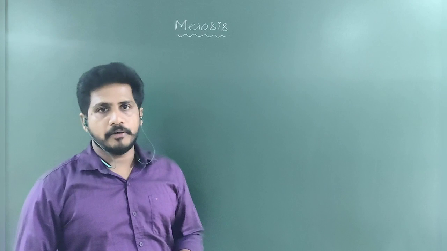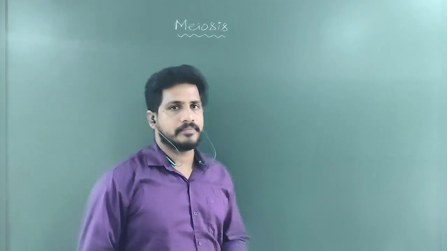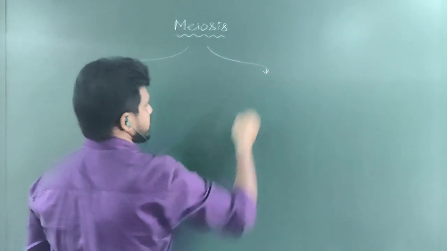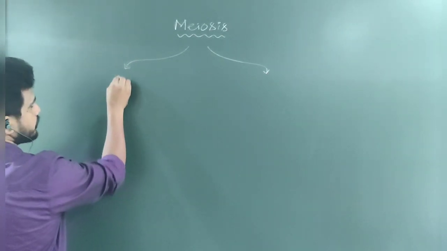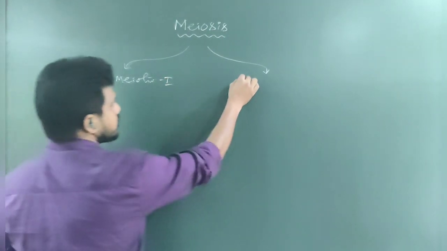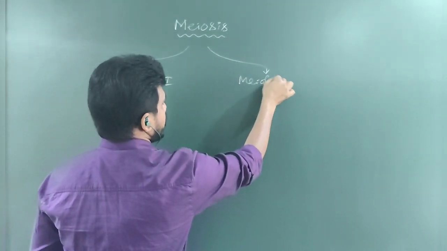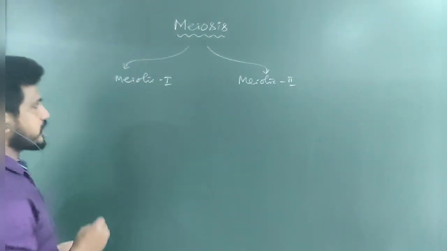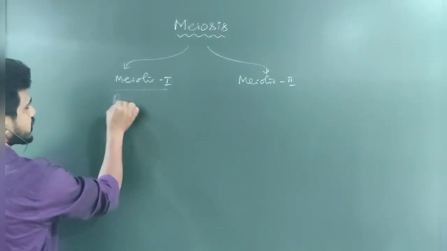Let us complete the concept of meiosis in this session. Meiosis is a reduction division. It consists of meiotic division 1 and meiotic division 2. Meiotic division 1 is already finished. This is called reduction division, right?